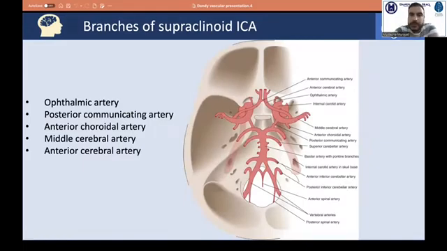Now, the branches of the supraclinoid ICA, we mentioned them: the ophthalmic artery, the posterior communicating artery, the anterior choroidal artery, and the final two terminal branches, the MCA and the ACA.